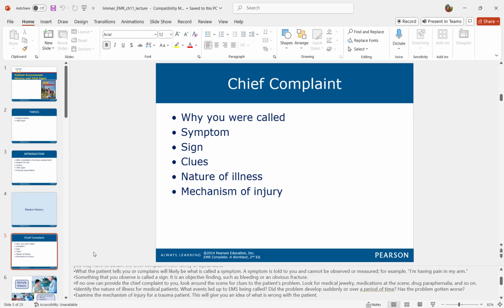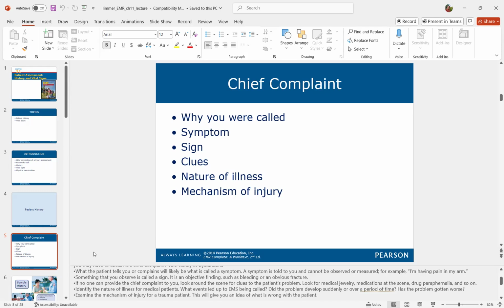We can look for clues. If no one can provide the chief complaint, we need to look around their house for clues to find out what's going on with the patient. We can look for medical jewelry, medications that we might see at the scene, or drug paraphernalia, stuff like that, just to figure out what's going on.